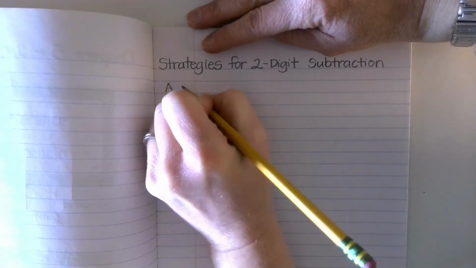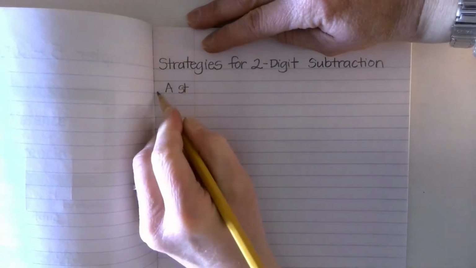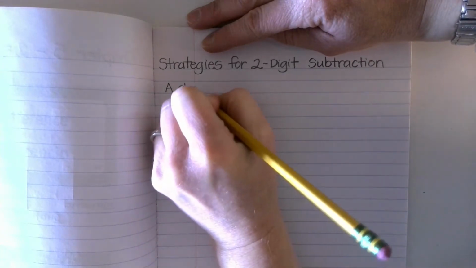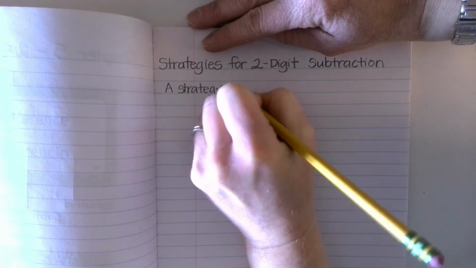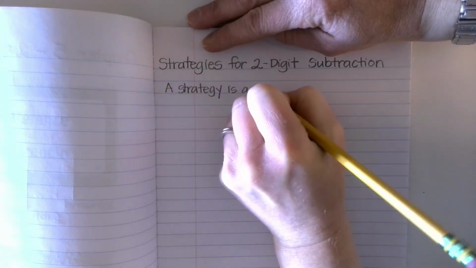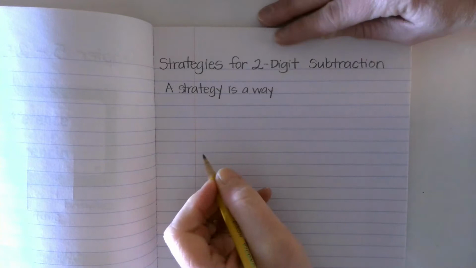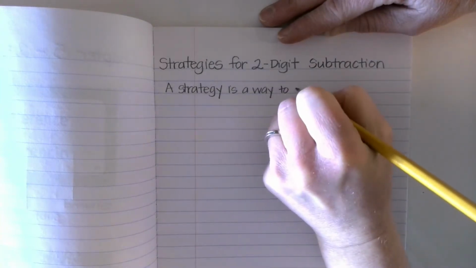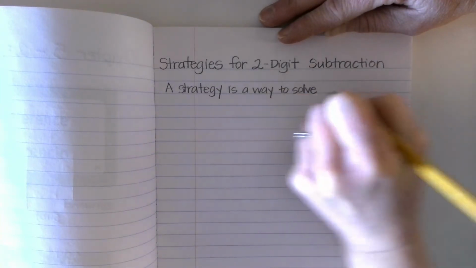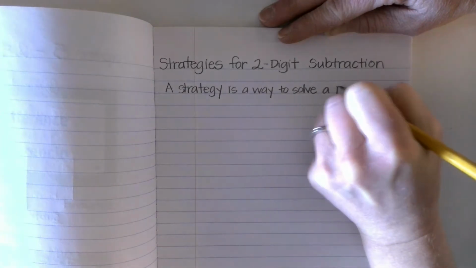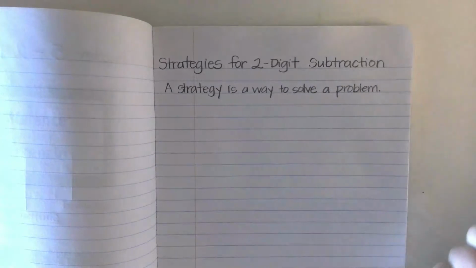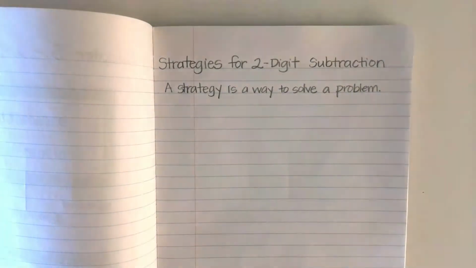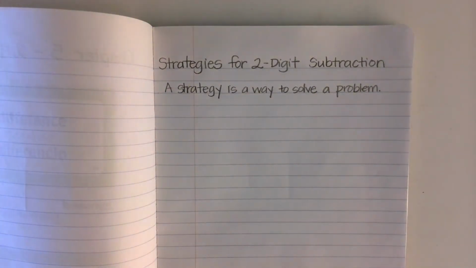A strategy. Again, I'm starting over here so I have room. A strategy is a way to solve a problem. And then we're just going to add a little bit of color.